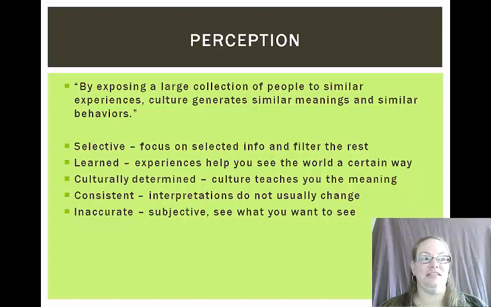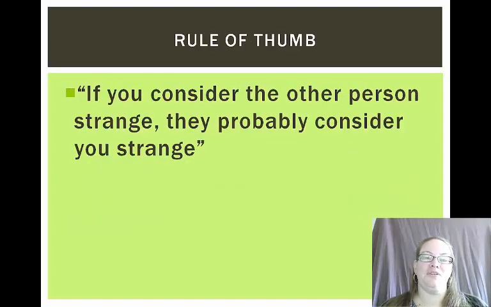Okay, the fifth thing is that often our perception is inaccurate. It's subjective, so we see only what we want to see. In fact, when we have evidence that proves our perception to be wrong, we often ignore that evidence in favor of evidence that supports it to be correct. Okay, there's a good rule of thumb for interacting with people and their cultures. If you consider the other person strange, then they probably consider you strange.